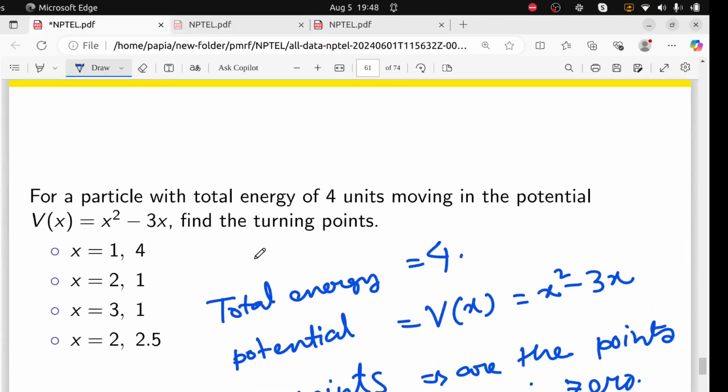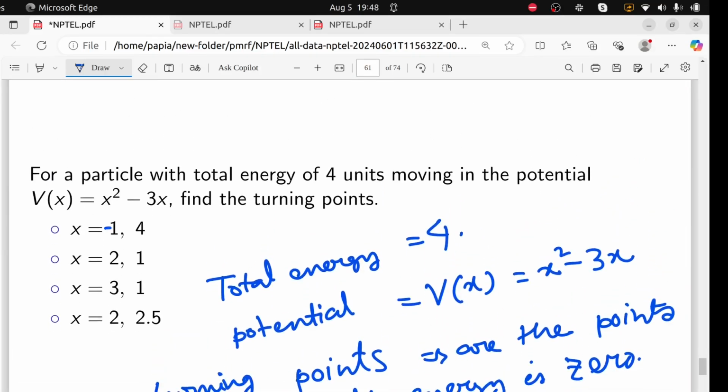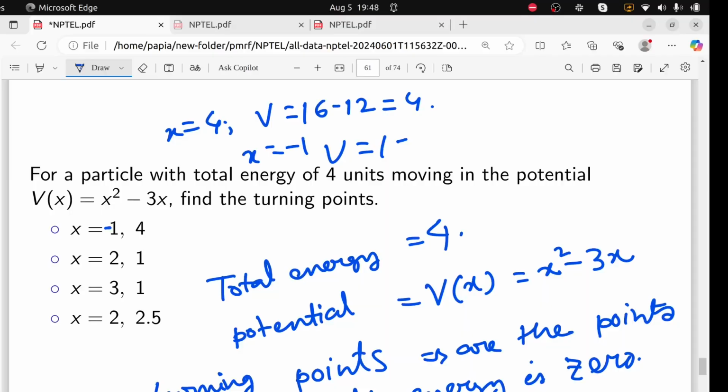Now I can do one thing as well, 4 and minus 1, right? How can I do that? You can see if x equals 4, then our V is 4 squared, which is 16, minus 4 into 3, which is 12, so it is 4, right? And x equals minus 1 means V is 1 minus 3, that means 4. And V is the total energy. V is the total energy at the turning point, that means obviously it is coming as a total energy of 4 units.